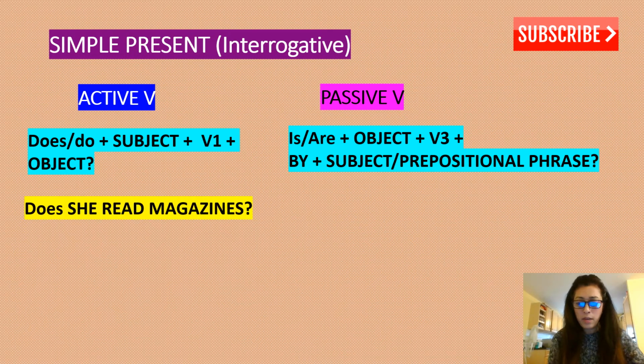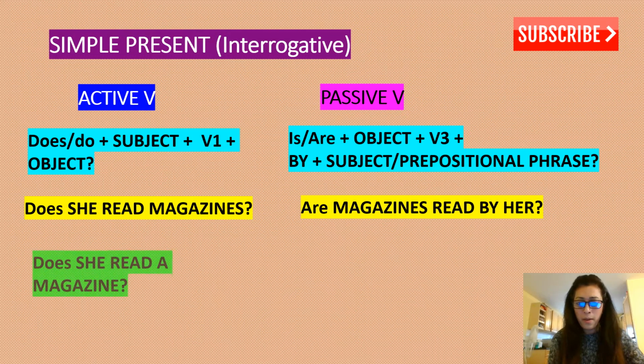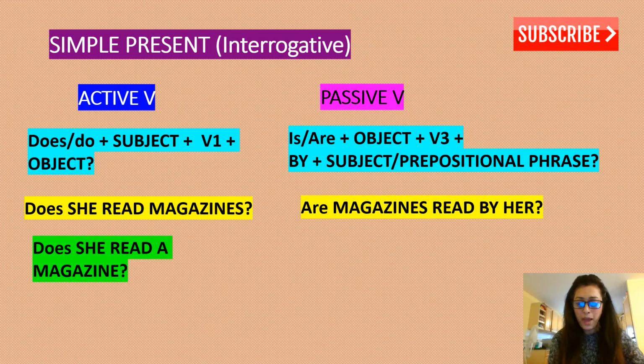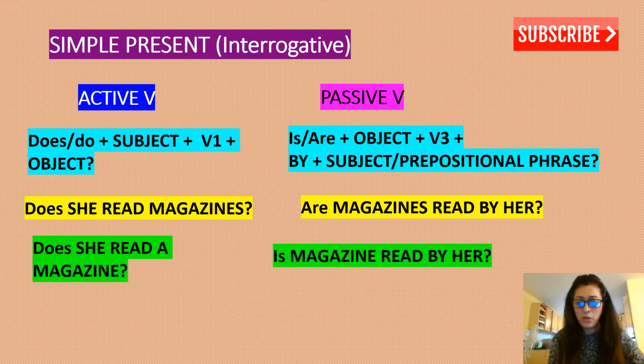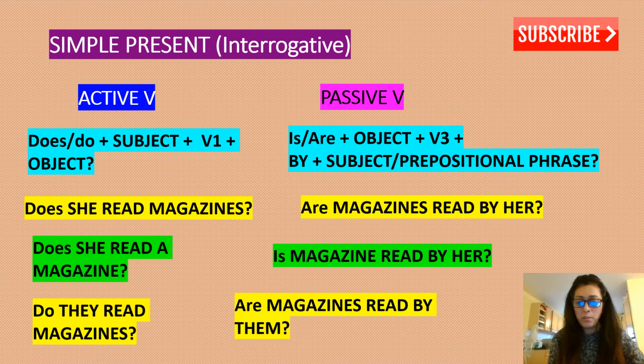The same sentence, if I have to change it to an interrogative, will be: does she read magazines? Are magazines read by her? Does she read a magazine? Is a magazine read by her? Do they read magazines? Are magazines read by them? So I hope this clarifies simple present.